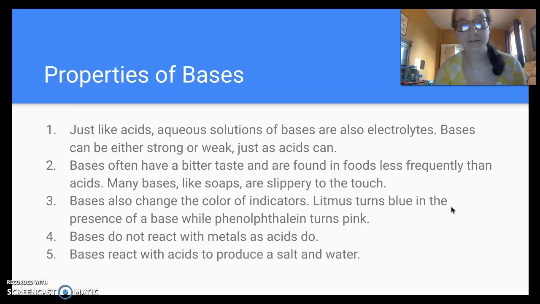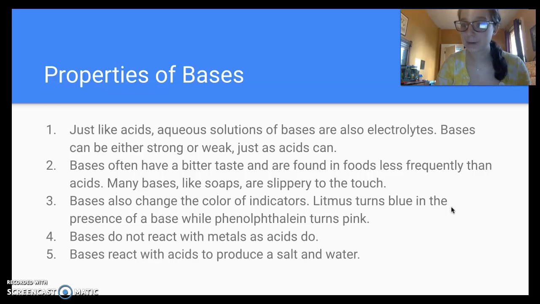So the properties of bases relate to that of acids. Some are opposite and some are rather similar. So, like acids, they do form electrolytes in a solution. Bases can be strong or weak, just like acids are strong or weak. Instead of having a sour taste, bases have a bitter taste, but again, I don't really recommend that you taste bases, although there are some more basic foods. So anything that tastes bitter is typically a little bit basic.